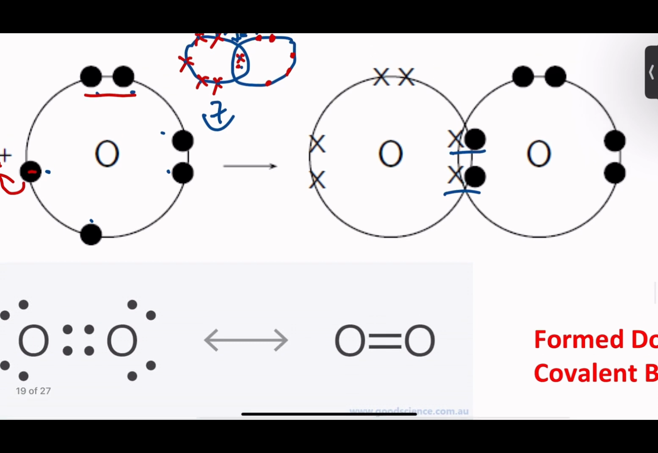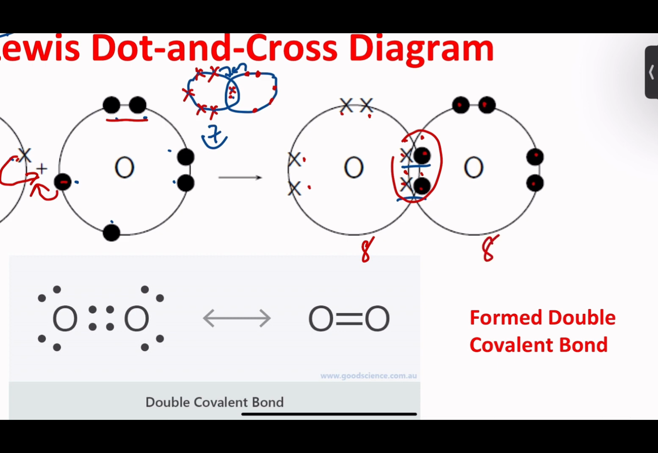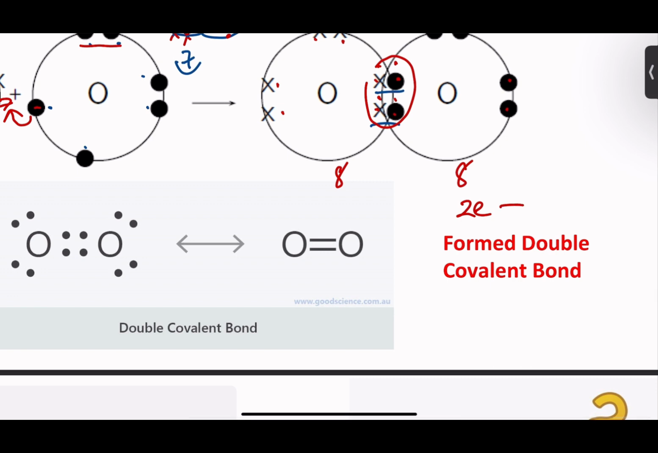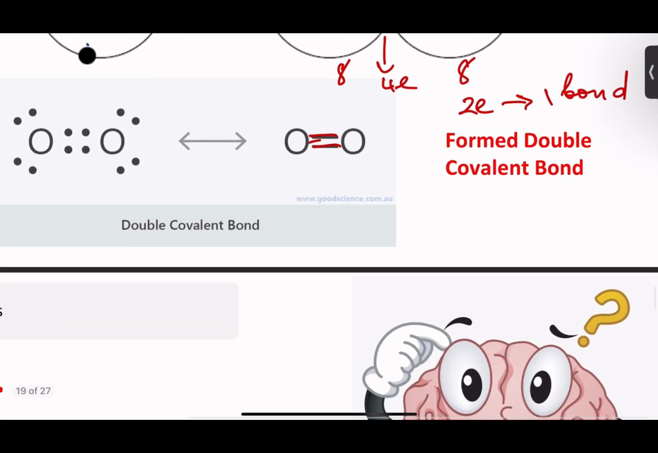Now let's count the electrons that they have. 1, 2, 3, 4, 5, 6, 7, 8. Now I have octet on this oxygen. Let's count this one. 1, 2, 3, 4, 5, 6, 7, 8. You see, these electrons are shared, so that's why they have the octet rule. Now, I told you each pair of electrons equals 1 bond, right? So because I have 4 electrons shared, I have 2 bonds.